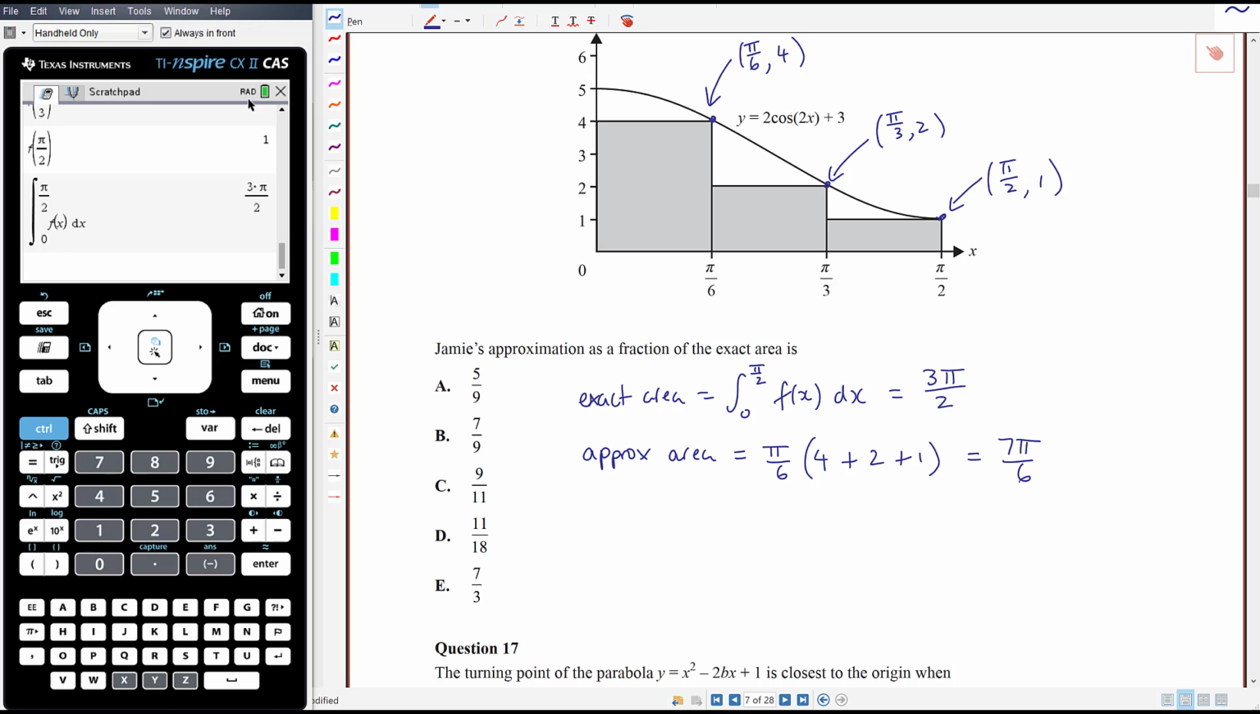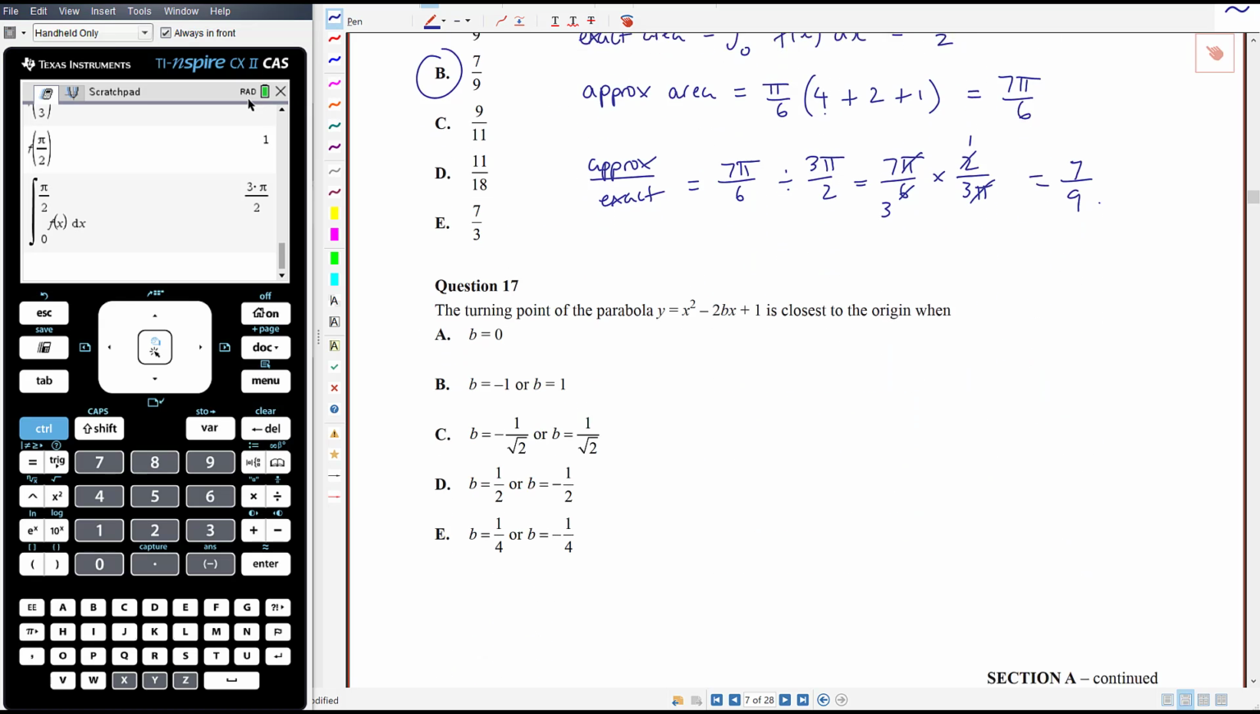And so then we want Jamie's approximation as a fraction of the exact. Okay, so we want approx over exact, means it's going to be 7 pi on 6 divided by 3 pi on 2, which is 7 pi on 6 times 2 on 3 pi, cancelling down the 2's, and we can also cancel down the pi's. We're going to end up with 7 on 9. So option B. Okay, question 17.